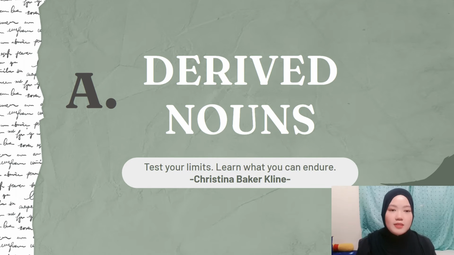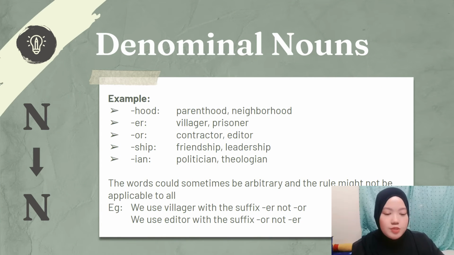The first pattern is derived nouns. The first component in derived nouns is the denominal nouns, which means nouns derived from a noun. For example, the suffix hood: from the word parent, parenthood; neighbor, neighborhood. Then there is also the suffix er: village, villager; prison, prisoner; or the suffix or: contract, contractor; edit, editor.